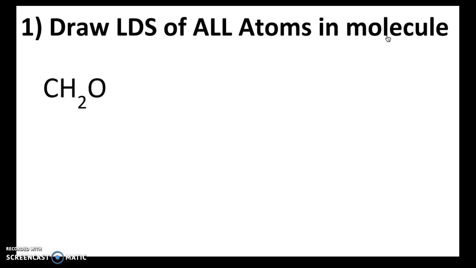The very first step in drawing a Lewis dot structure, no matter what the structure is, is to draw the Lewis dot structure of all atoms in the molecule. And in this case, our molecule is CH2O. So we can see from the chemical formula that we have one carbon atom, two hydrogen atoms, and one oxygen. So I'm going to draw the Lewis dot structure for one carbon, two hydrogens, and one oxygen.